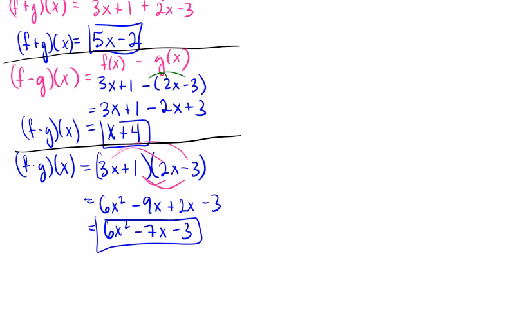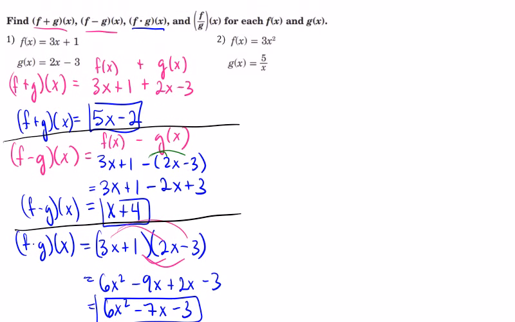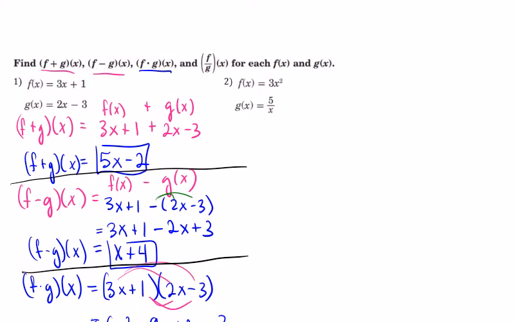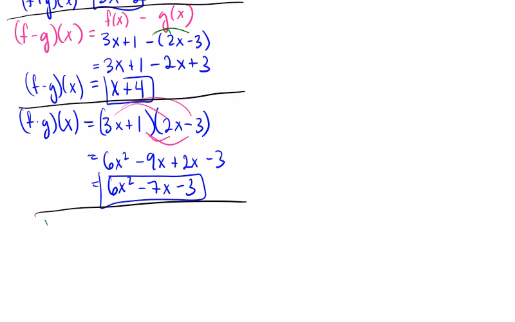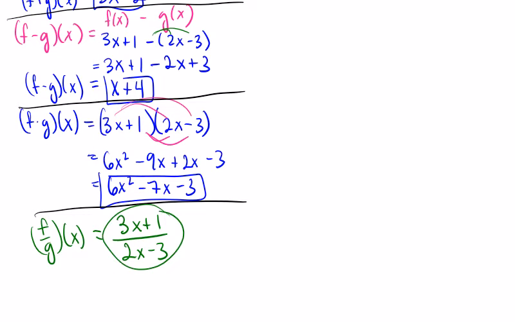All right, and then the last one we're going to divide. So this one, we're going to do f over g of x, right? F divided by g of x. So all we're going to do here is just put one function over the other. So we're going to put f of x, 3x plus 1, over the other one, 2x minus 3. All right, and we can see here there's no common factors, right? And so there's nothing we can do with that, nothing to simplify. So we just leave it like it is.